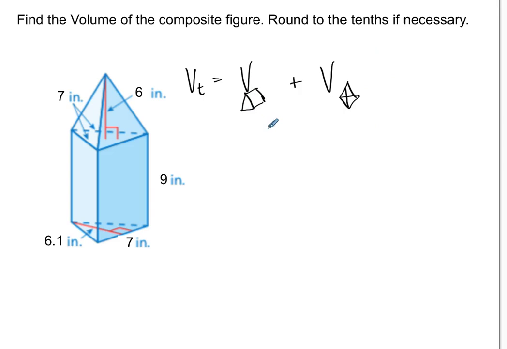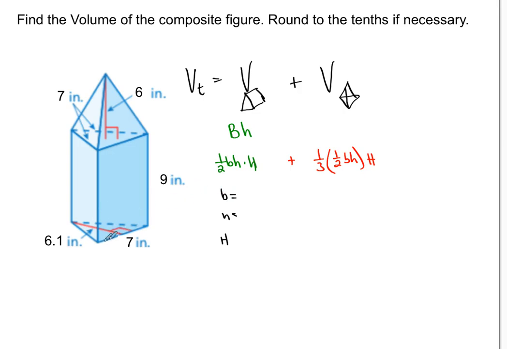The formula for the prism is base times height, the generic formula for volume, but the base is actually the area of the triangle times the height of the prism. I'll make that a capital H to distinguish the two heights. And the pyramid is going to be 1/3 times the area of the triangle, which is 1/2 base times height, and then times the height of the pyramid. So slightly different there.